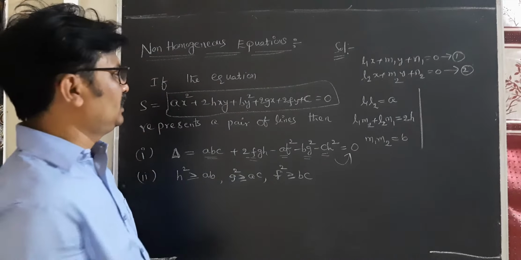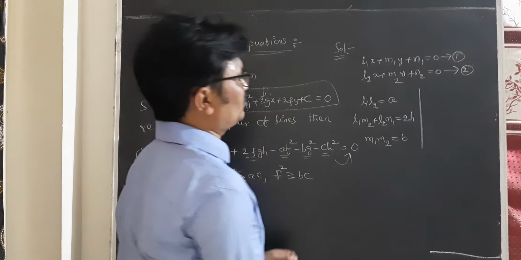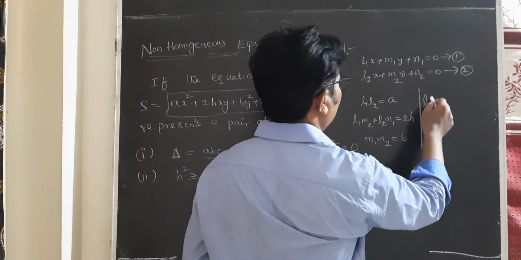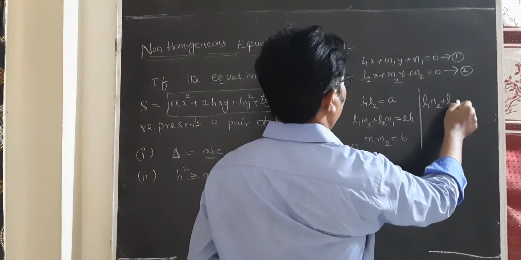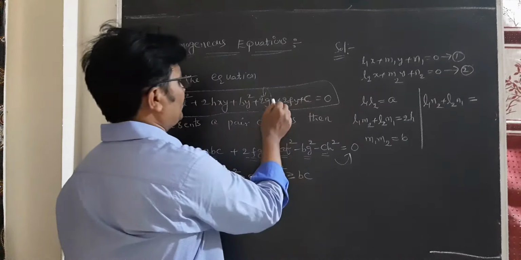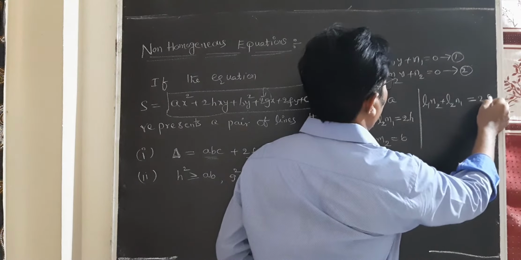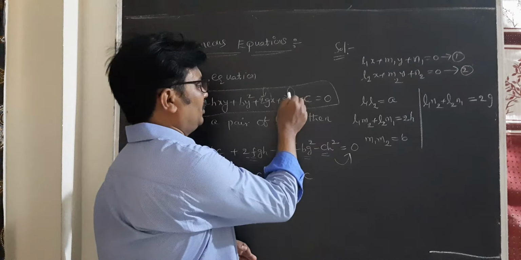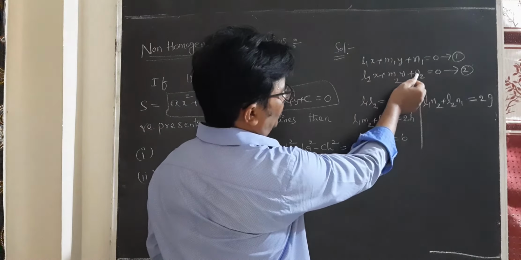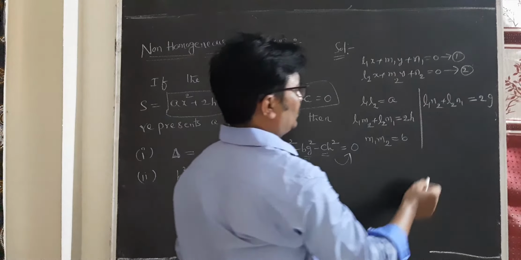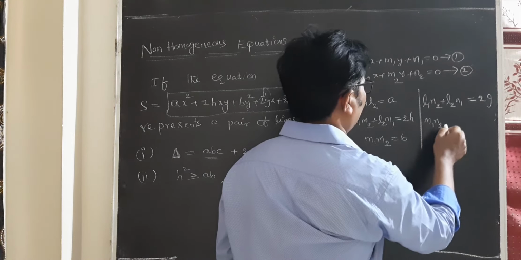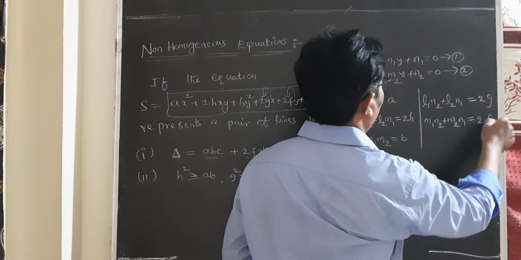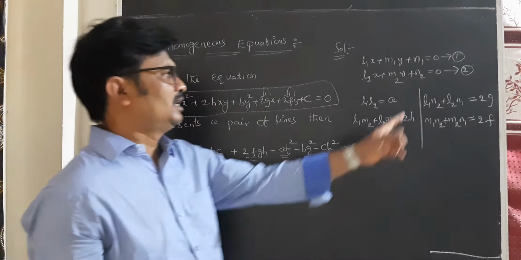Now students, is there an x coefficient? So how to get the x coefficient? L1 N2 x and L2 N1 x. Therefore L1 into N2 plus L2 N1 is the x coefficient, which is 2g. Now students, the coefficient of y is 2f. Here the coefficient of y is M1 N2 y plus M2 N1 y. This we can write as M1 into N2 plus M2 into N1, and that equals 2f. Now students, the constant is N1 into N2.